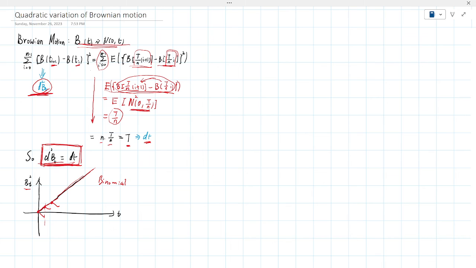Thus, we go up and down. The absolute value is always the same, +1 or -1. Then the absolute value is always 1. You go 1 and 1. Thus, the dBt squared is dt. It is t. Thus, we have dBt squared equals dt.